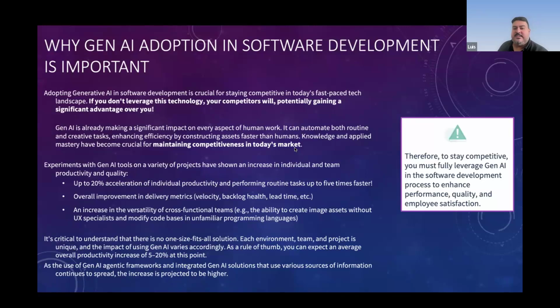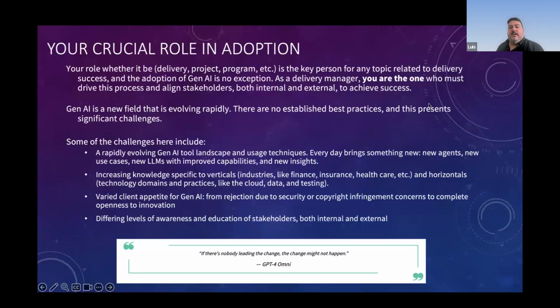There is something to be critical about and understand: there isn't a one-size-fits-all solution. Each environment, team, and project is unique, and the impact of GenAI varies accordingly. As a rule of thumb, I think the report said you can expect an average increase of 5 to 20% for anyone using GenAI in their day-to-day work at this point. As you go forward, there really are use cases out there. There are people who are still very hesitant about using GenAI. There is tons of information, tons of ROI, tons of efficiencies that can be sold and pushed forward from that point of view.